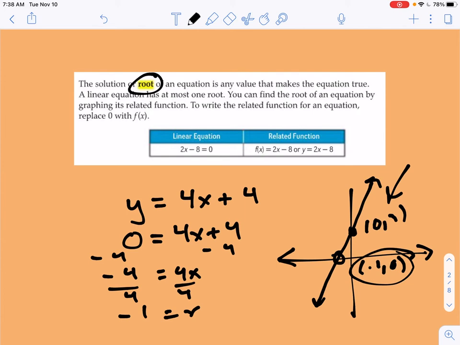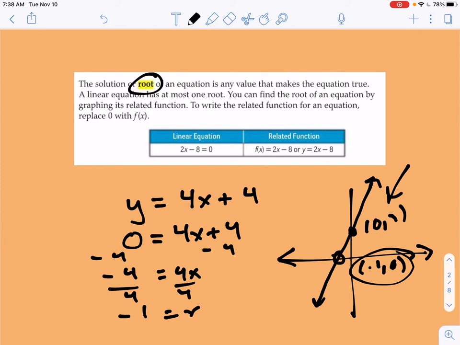It's the solution for it, and linear equations only cross the x-axis in one place. That's what makes them a linear equation. It's a line. In order to cross more than once, it would have to bend, and if it bends, it's not a line. The other thing it talks about is that to write the related function for an equation, you replace 0 with f of x.